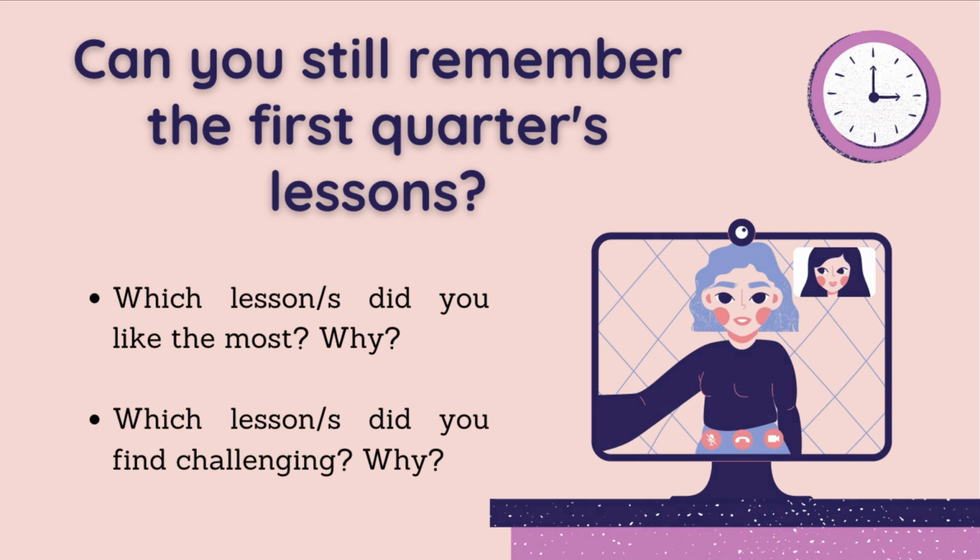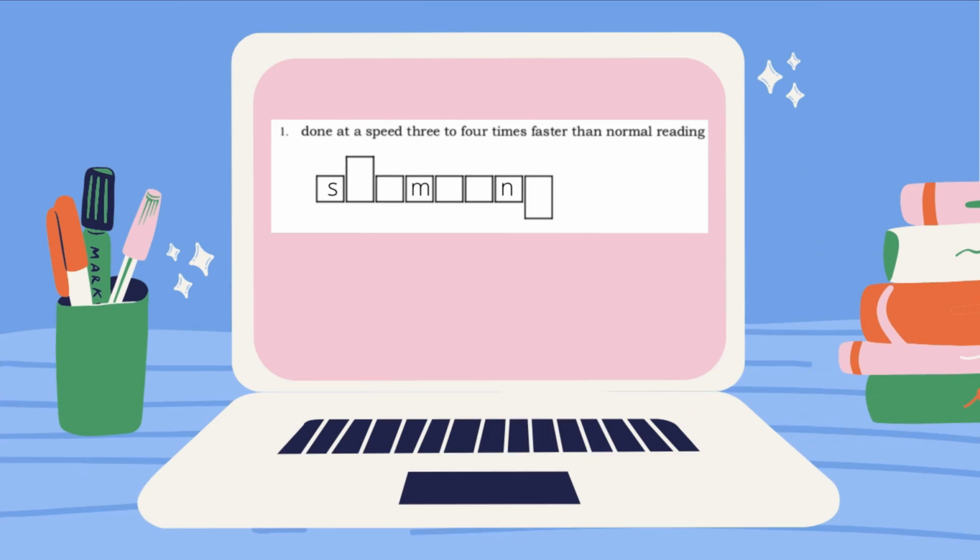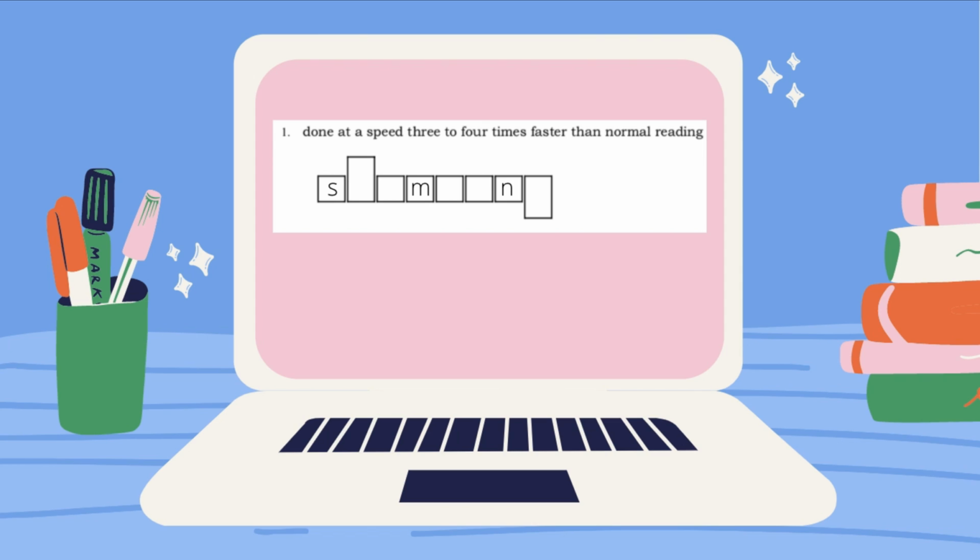Now, let us have a short game. It is called Configuration Game. Here, you will guess the hidden words that are associated with reading through configuration. Let's have the first one. The description says, it is done at a speed 3 to 4 times faster than normal reading. What is it? You are given 3 letters to help you figure out the answer.